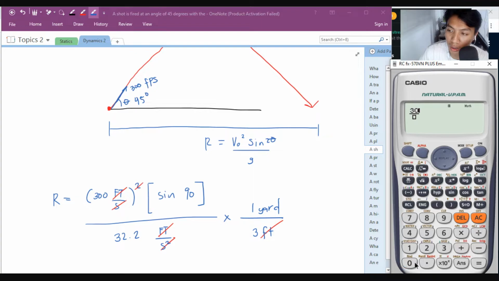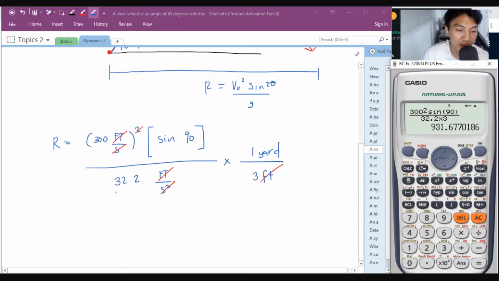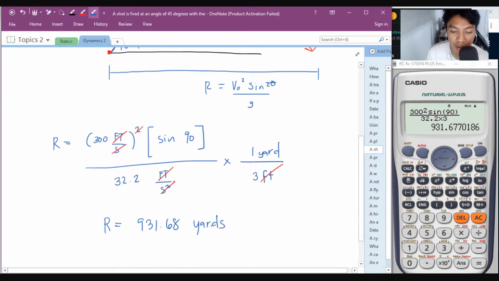So, 300 squared, sine 90, divided by 32.2 times 3. The answer will be 931.68 yards. R, for problem number 1, R is 931.68 yards. Very basic.